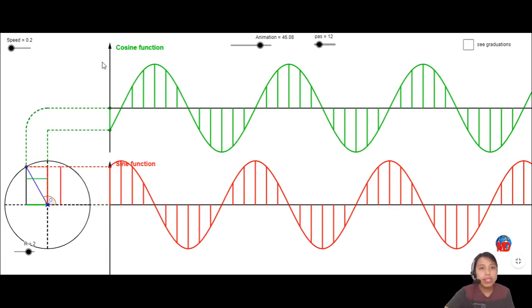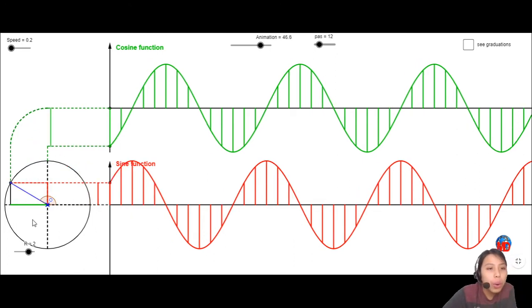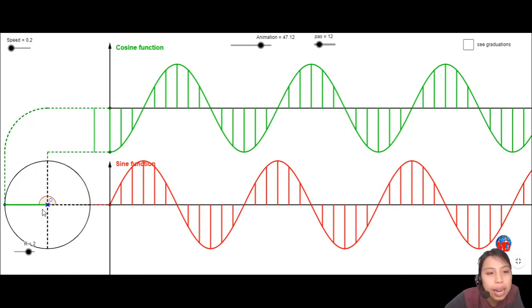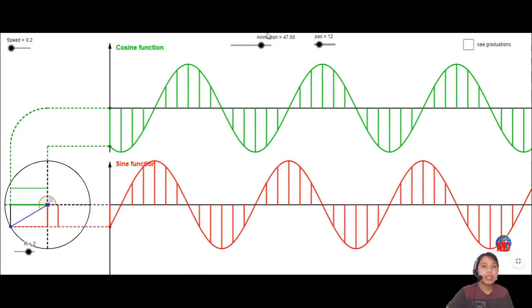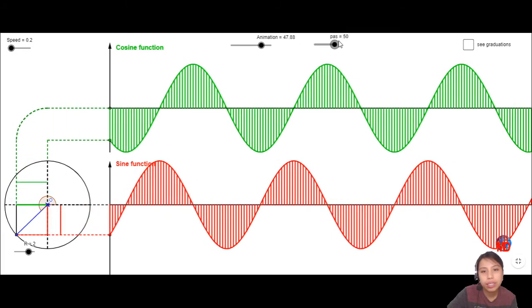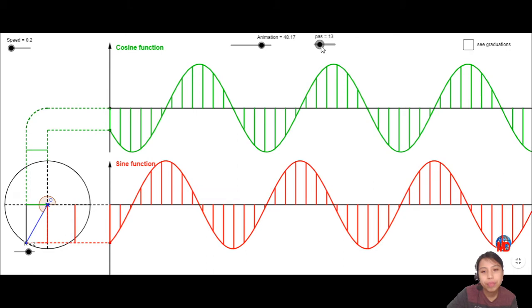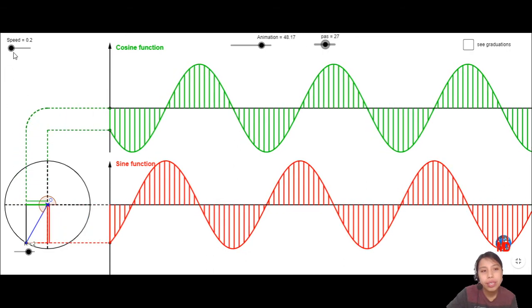Now if you look up here, this is the cosine function. You are taking the horizontal part now. So you see the horizontal part. Just take the line, how long is this? Plot a graph. How long is this green line? Plot a graph. How long is this? And keep doing this repeatedly. Let me speed this up. I increase the step.